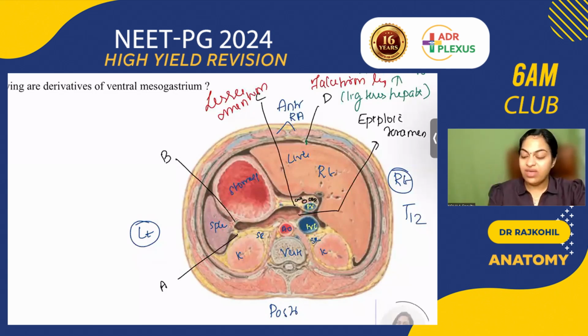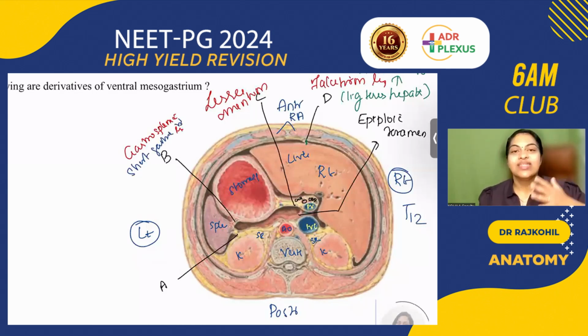Right. Now, what is B? Can you tell me what is B? Connecting the stomach and the spleen. That's going to be the gastrosplenic ligament. Am I right? What does this gastrosplenic ligament contain? It has the short gastric vessels that are the branches of splenic artery coming from celiac trunk.